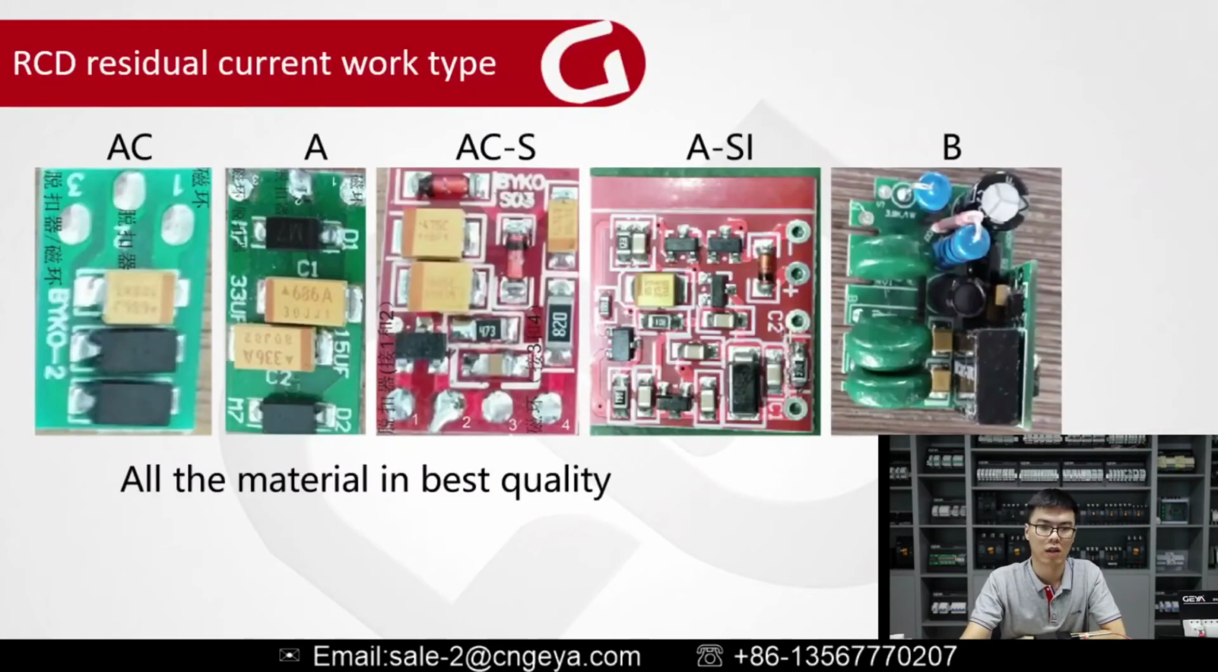Then for these types, I show you the interiors. Here you can find the AC type, A type, ACS type, ASI type, and B type. This is their interior, so they are much different because they will be suitable for different applications. But we promise all the material we have used is in best quality.